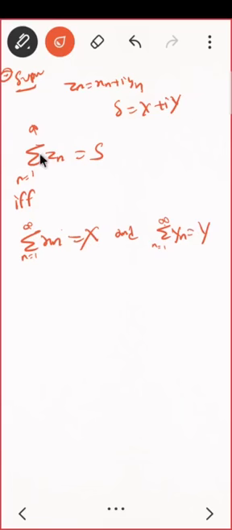Get the partial sum of this Zn, so break it into real and imaginary part. The real part will be the partial sum of this and imaginary part will be the partial sum of this. This is an exercise.